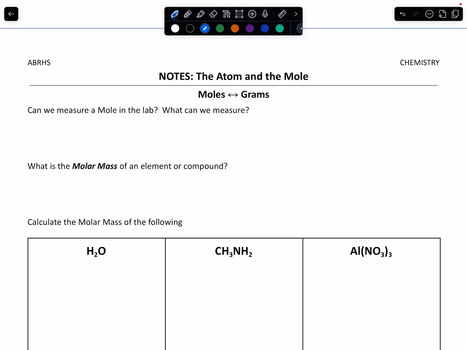Okay, so can we measure a mole in the lab? Do we have some sort of tool that allows us to measure that? Well, remember, a mole of any substance contains 6.02 times 10 to the 23rd particles. The particles can be atoms, molecules, protons, neutrons, electrons, something small. But if we wanted to measure a mole, we need something that could count that high. And that's really difficult for us to have in the lab. It would take a very long time to count 6.02 times 10 to the 23rd particles out.